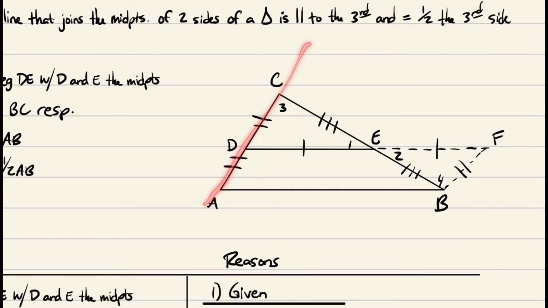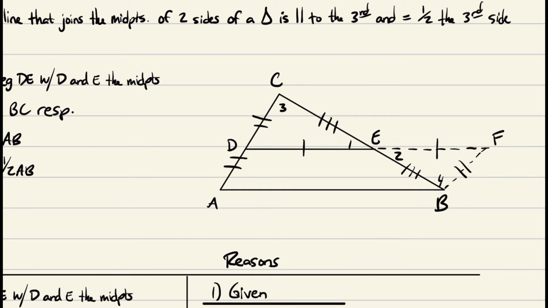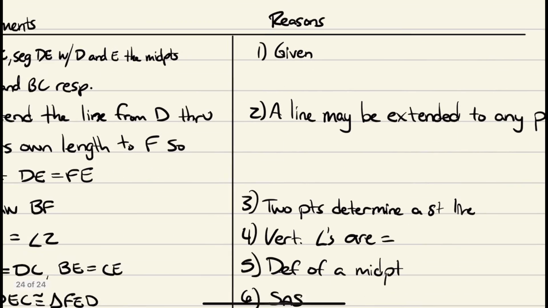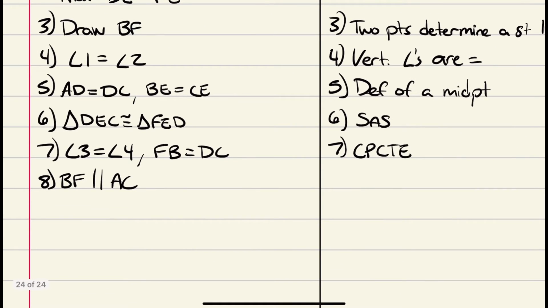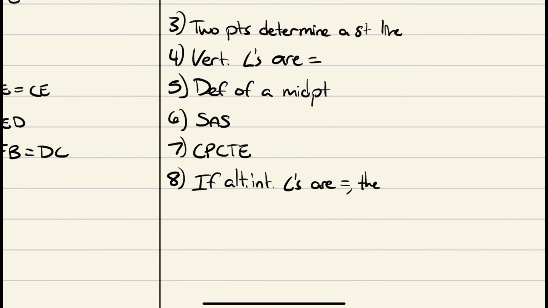Well, if we have two straight lines being cut by a transversal and their alternate interior angles are equal, that means that the lines are parallel. So that's why we can state that those two lines are parallel. Number 8, if alternate interior angles of two straight lines are equal, then those lines are parallel.